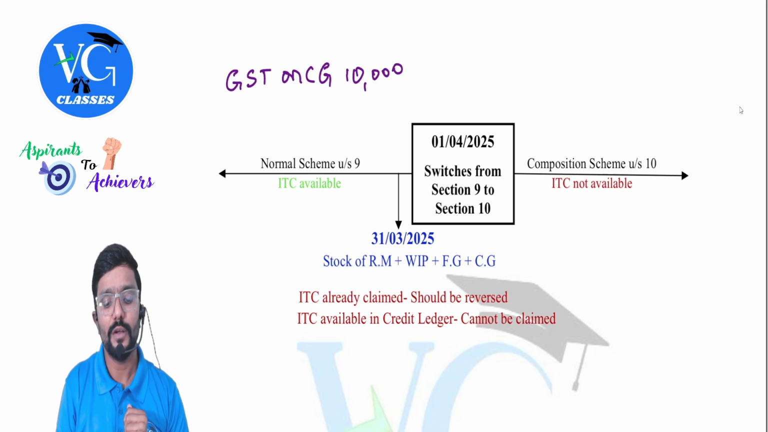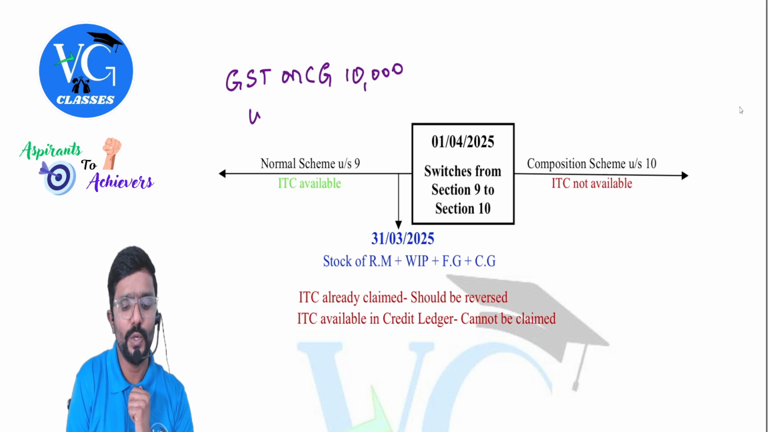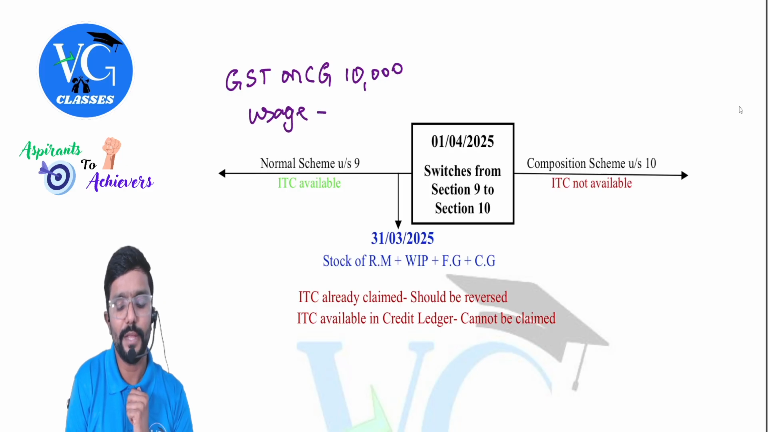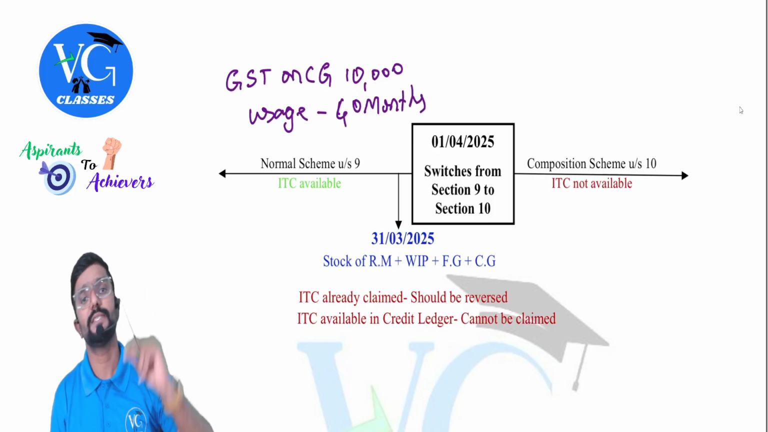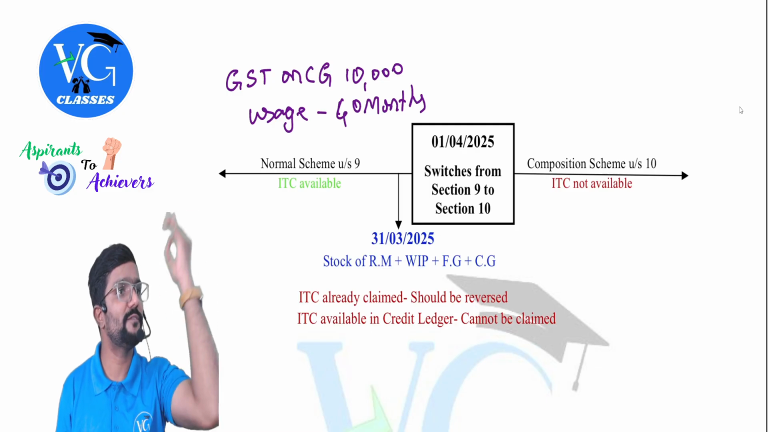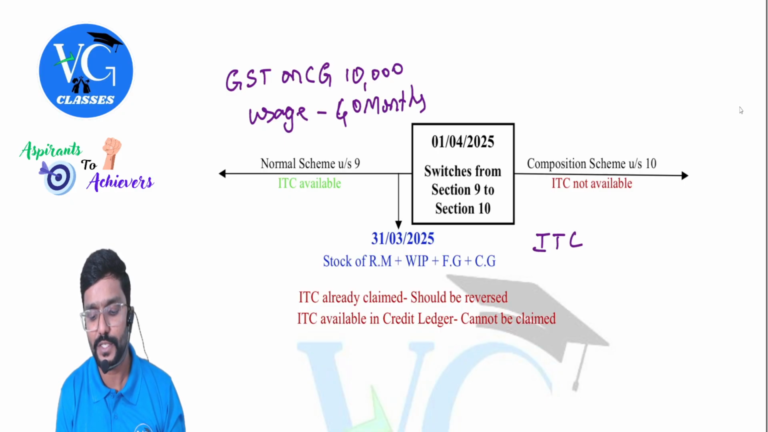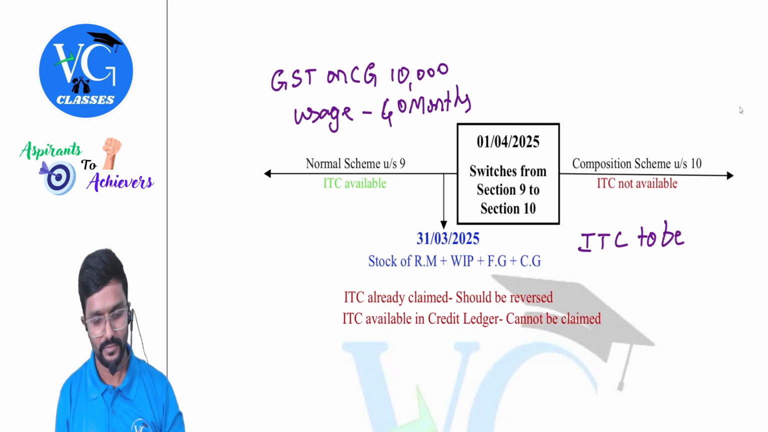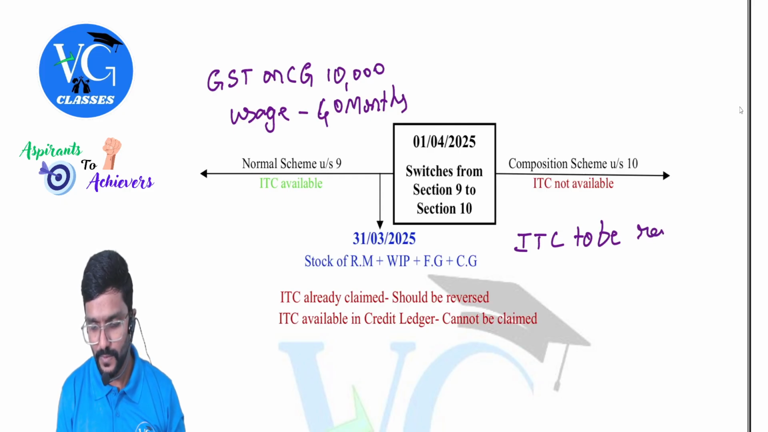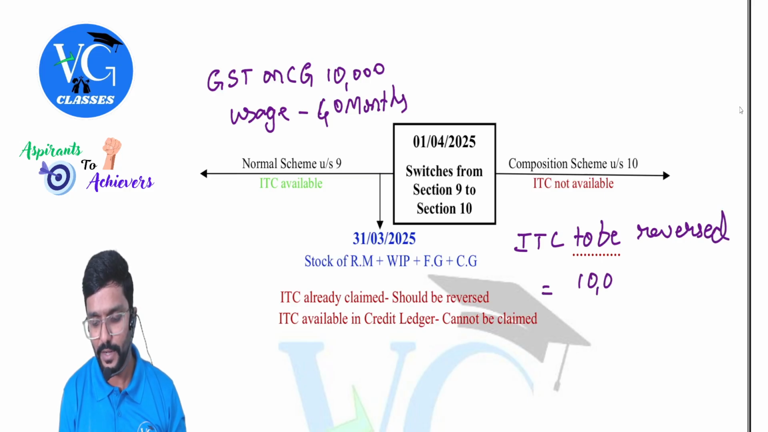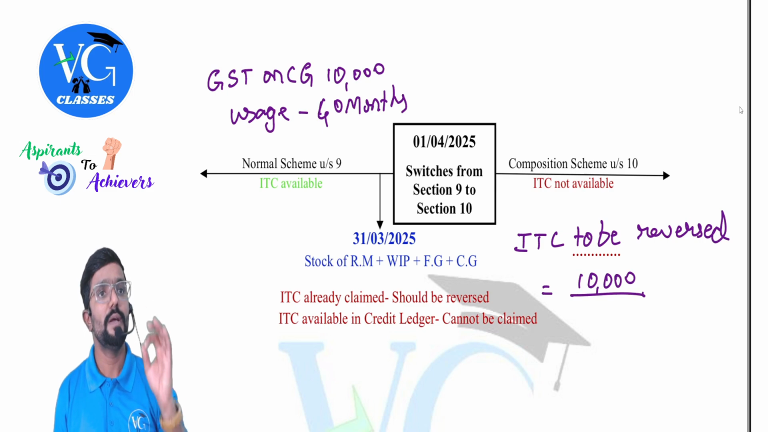It was already used for how many months? Let me take the usage as 40 months. It was already used before 1st April for 40 months. How much should I reverse? ITC to be reversed. What is the total ITC, guys, or input tax? 10,000.